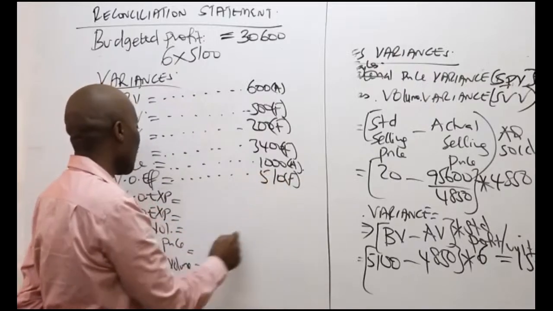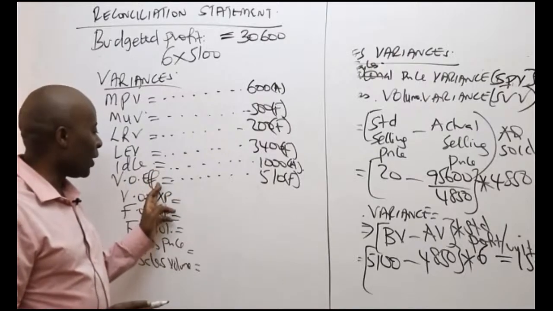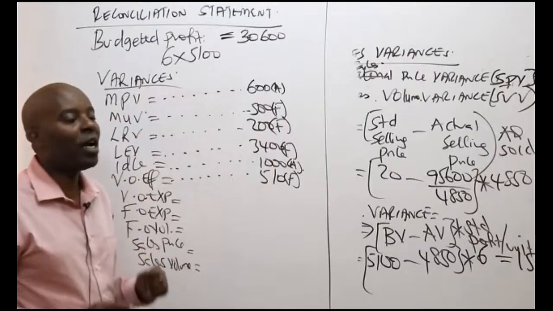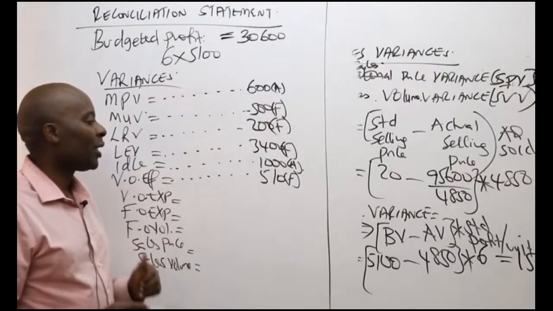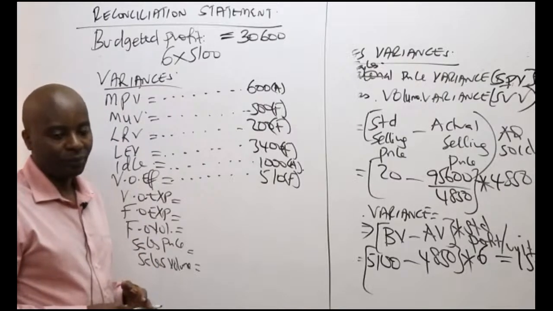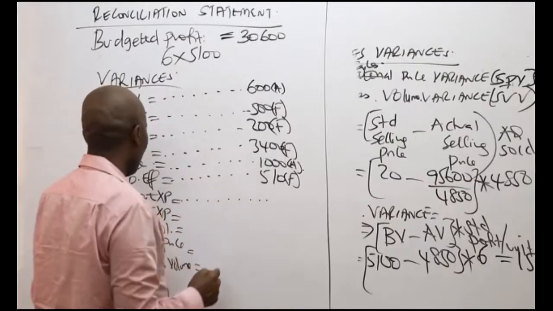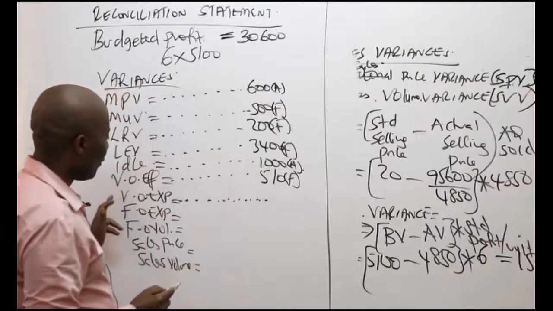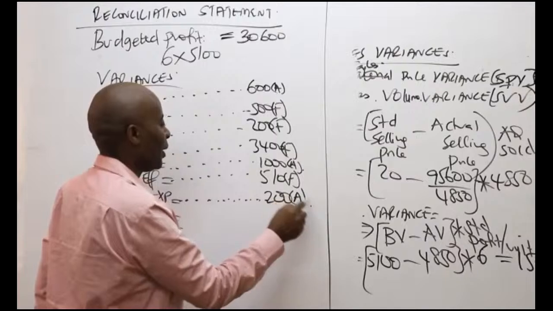Are you sure? Variable overheads efficiency variance, please look at this keenly. Is it 510 favorable? Someone to confirm for us. Is it 510 favorable really? Yes. How about variable overhead expenditure? What do we have here? 200 adverse. Thank you very much.